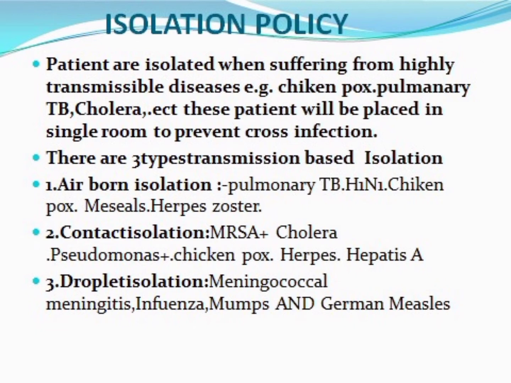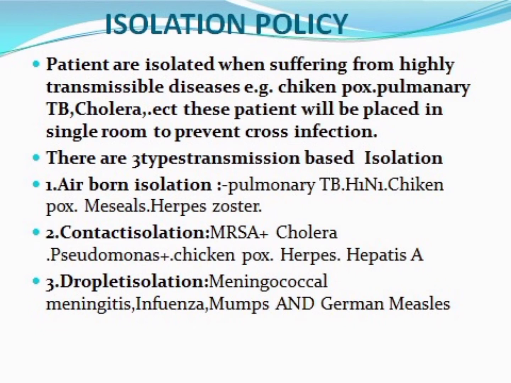Isolation policy. In infection control, isolation policy is also one of the important policies to control cross infection in the hospital. Patients are isolated when suffering from highly transmissible diseases like chickenpox, pulmonary TB, cholera, etc. These patients will be placed in a single room to prevent cross infection. So the idea of isolation is to prevent cross infection from person to person.